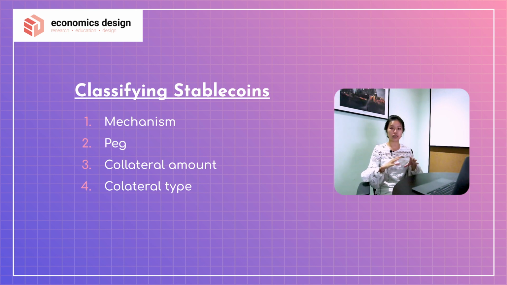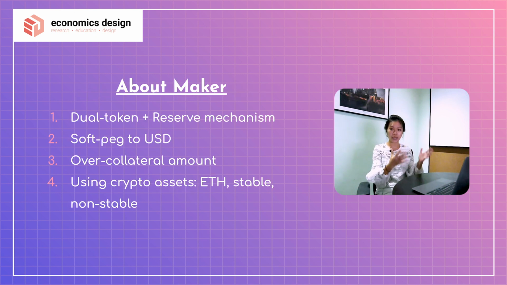In the previous video, we talked about how the mechanisms of stablecoins have changed since 2017. And we're going to start classifying stablecoins into 4 different categories: the mechanism, the peg that it is pegged to, the collateral amount, and also the collateral type. So for MakerDAO's ecosystem, DAI, which is the stablecoin, uses a dual token and reserve mechanism. It is soft pegged to $1. It uses over-collateralization to get that $1. And it uses different kinds of on-chain crypto assets like ETH, stablecoins, and non-stablecoins. So this is how we use the toolkit that we talked about last time to classify and understand what's going on in different stablecoin mechanisms.